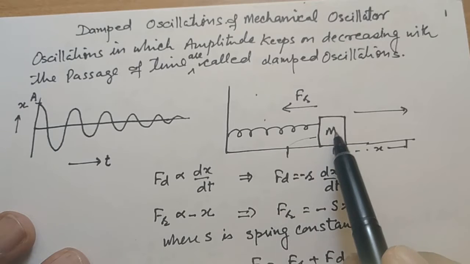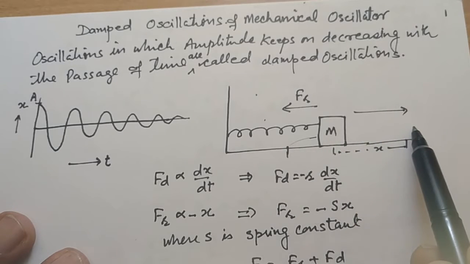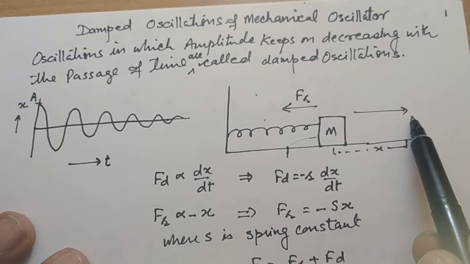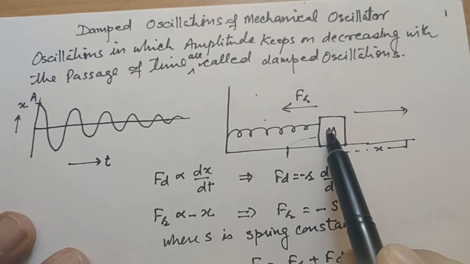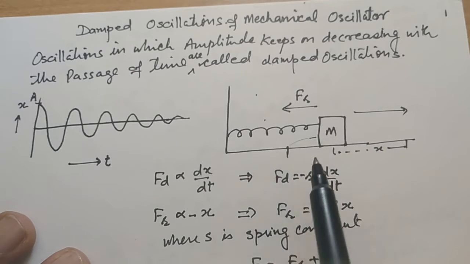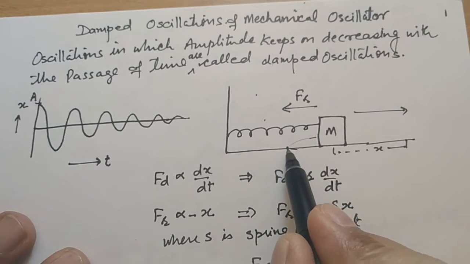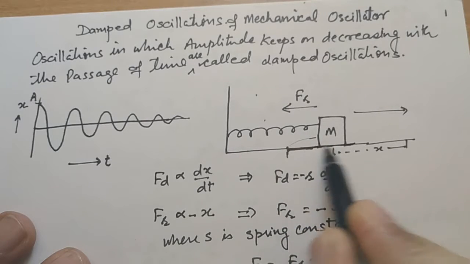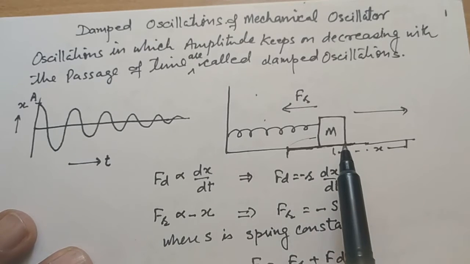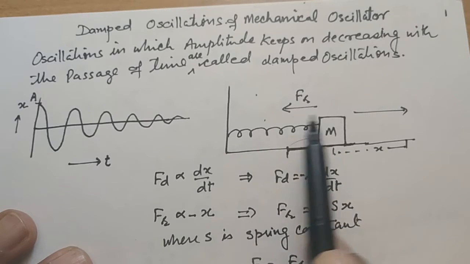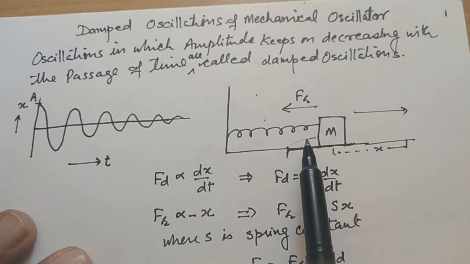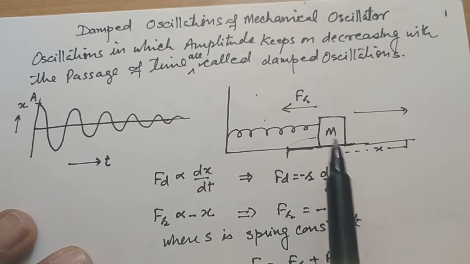When you push this mass to a certain displacement x and leave it, then the restoring force will bring it back to the mean position and it will start oscillating. But due to the presence of frictional force between the surface of the table and the mass block, the amplitude will keep on decreasing, and that we will prove by writing the differential equation of such an oscillator and finding its solution.